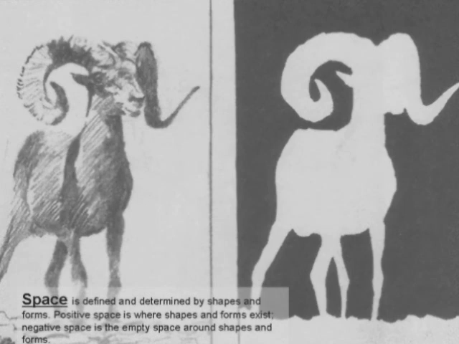Notice on the left-hand illustration, the RAM itself is the positive space. On the right-hand side, we can see that all the black space around the silhouette of the RAM is the negative space.